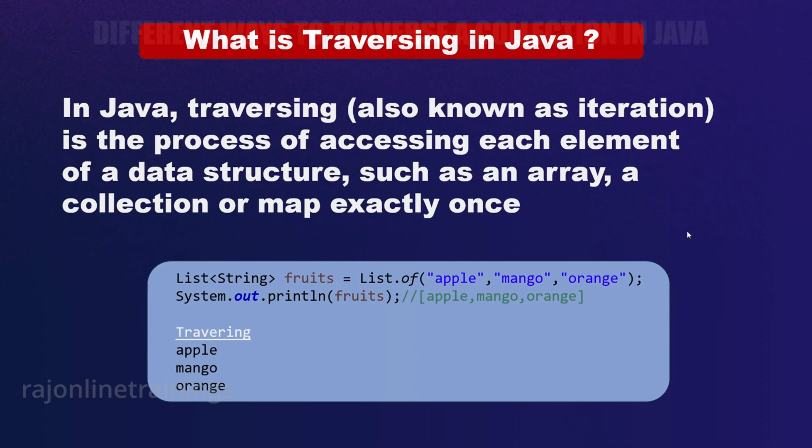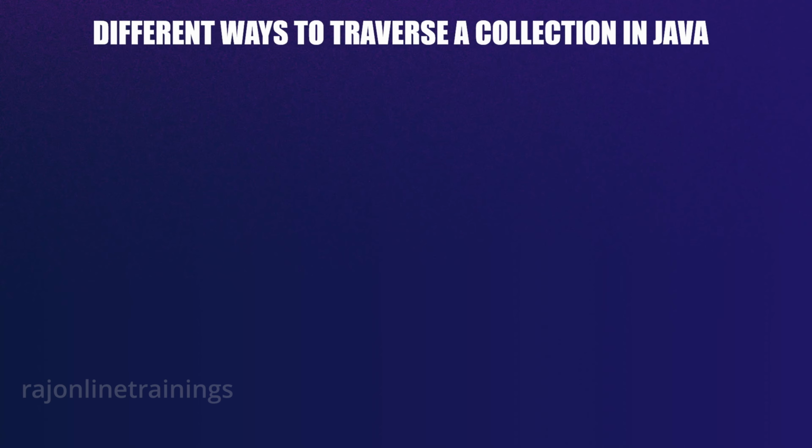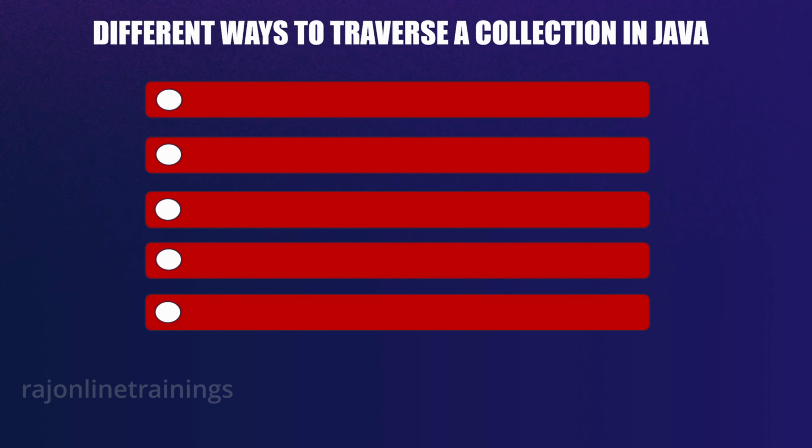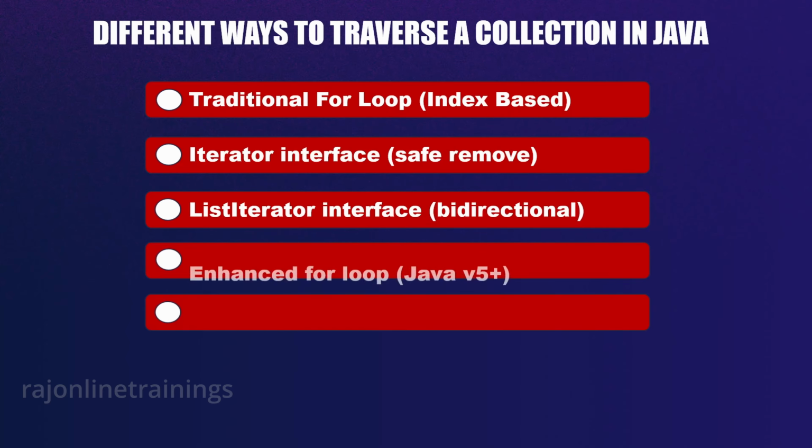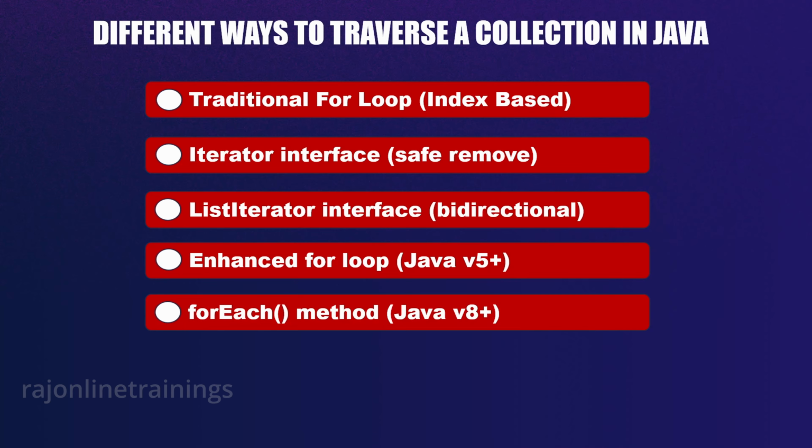In this video, we are going to see the different ways to traverse a collection. They are the traditional for loop, which is index based; the Iterator interface, by using which we can go with safe removal; the ListIterator interface, by using which we can traverse the elements bidirectionally; the enhanced for loop, which was added in Java 5; and the forEach method, which was added in Java 8. Now let us see one by one the ways to traverse a collection.